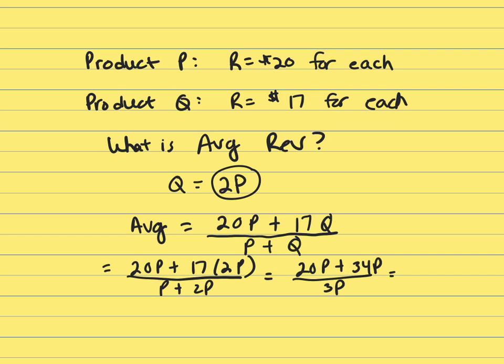And this is 54P divided by 3P, and the P's cancel, and 3 goes into 54, 18. So your answer is $18, and that is E.